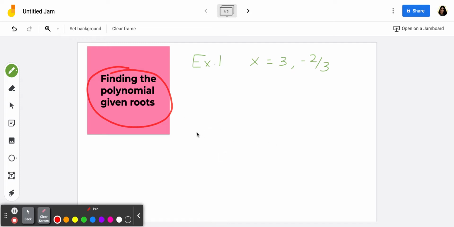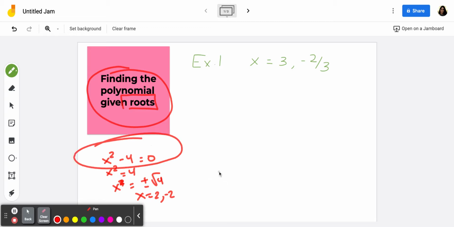So imagine if we were given a polynomial x squared minus 4 equals 0, and we wanted to solve for roots. Roots is the same as x-intercepts. We'd add 4. We'd square root both sides, and then we'd get x equals positive 2 and x equals negative 2. Well, we're doing the opposite now. I'm giving you the roots, and you're going to find this part. So it's actually pretty straightforward.